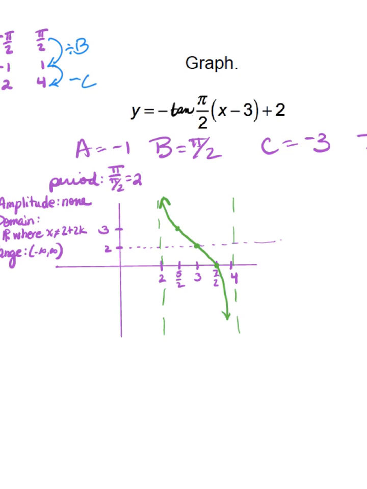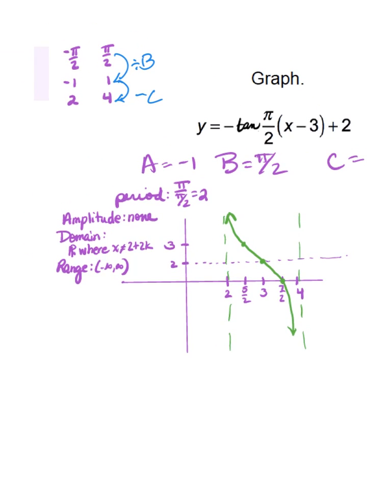Now, the period is pi, the non-transformed version for tangent, my parent function period, divided by b, which was pi over 2. So my period is 2. The amplitude for tangent's none, since there is not a max nor a min. My domain, I picked out an asymptote. In this case, I picked out 2. And I added my period times k. And then my range is all reals.